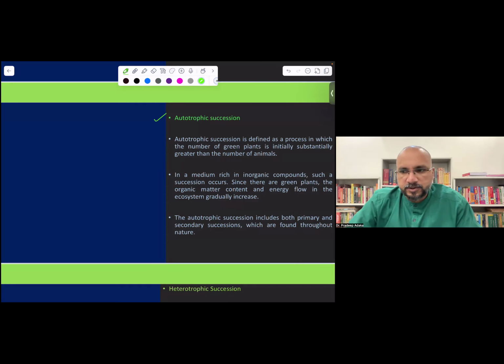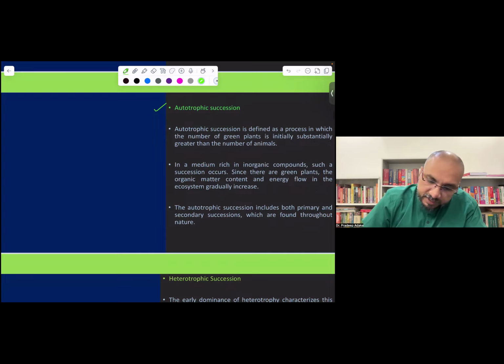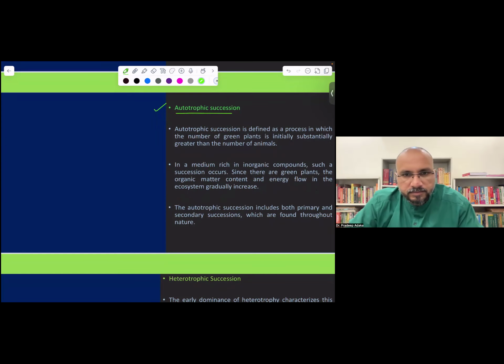हम लोग देखेंगे, we'll go into xerarch succession and hydrarch succession. We'll see how succession happens in different stages. We'll see those stages. So before that, we need to be clear about these terms, right? Autotrophic succession. Now, autotrophic means autotroph. Name में ही है. So, initially, if the number of plants or the plant community is larger in number, then it is called as autotrophic succession.